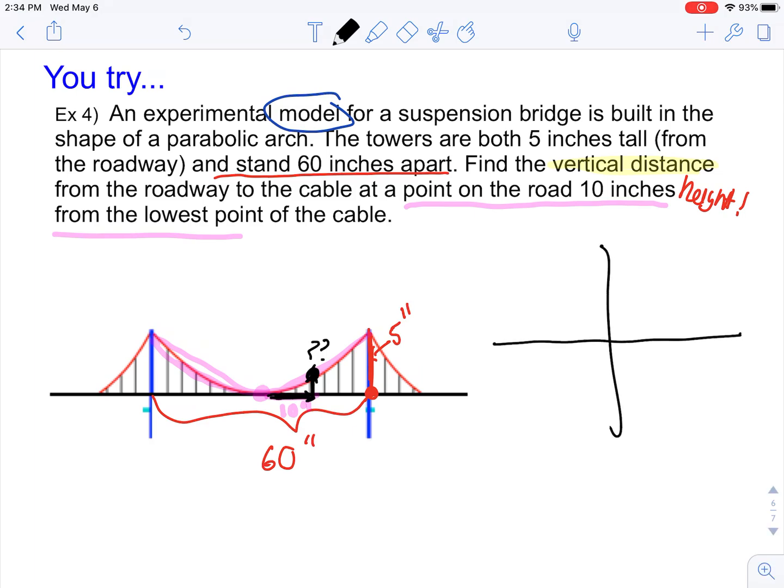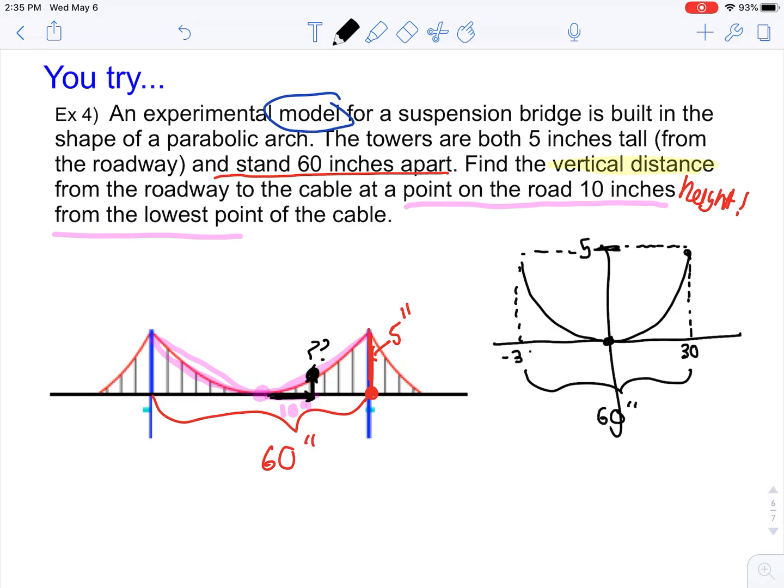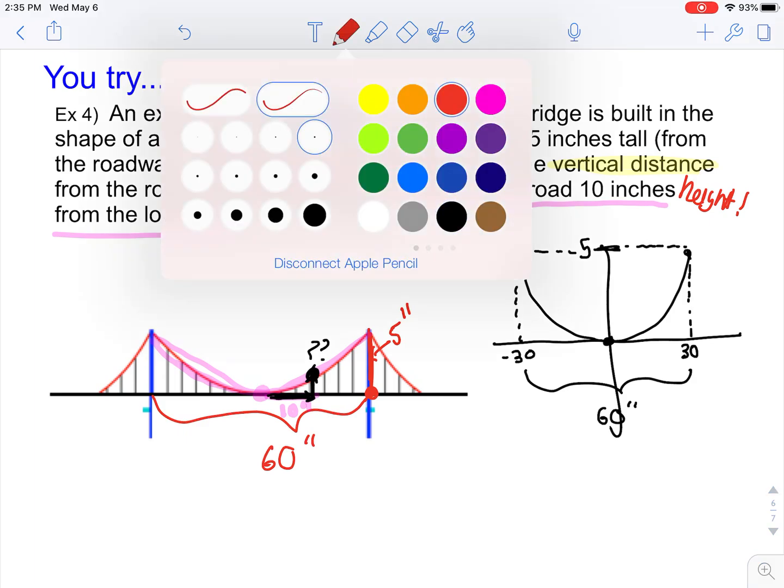So just like before, let's put it on a graph. Since we can tell that this is a parabola opening up, again, I'm going to place the vertex at the origin just to keep things simple. We know that these towers are 5 inches high. So if I place 5 inches, I know that's how high the towers are. I also know that those towers are 60 inches apart. Again, because of symmetry, that means we're going to have to go 30 each direction.